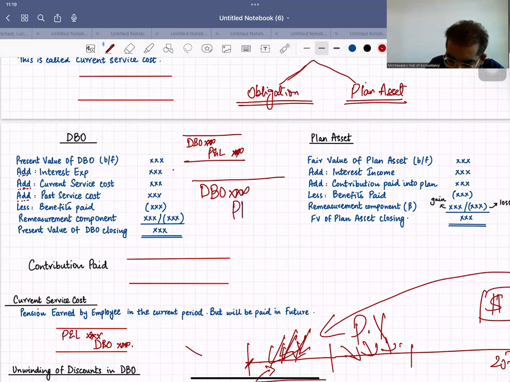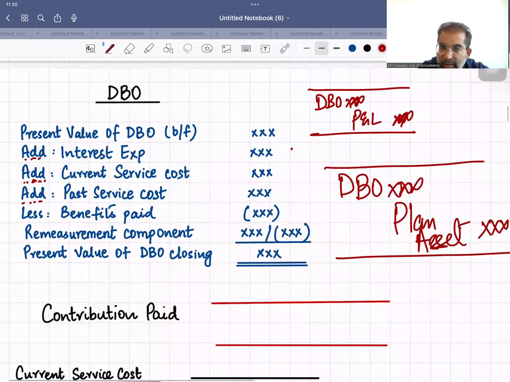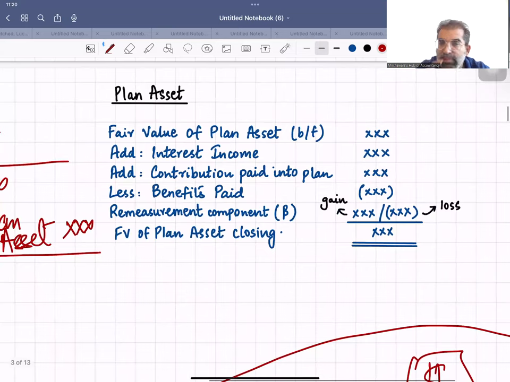DBO debit and plan asset credit. Very simple meaning: at one end, obviously, when you pay benefits to the employee, your liability will go down. And yes, you will be paying these benefits from your plan asset because you have maintained a plan asset account. So at one end, your DBO will go down and on the other hand, your plan asset will go down. See, it is deducted from here. I have enlarged it. It is deducted from DBO as well as from the plan asset account.